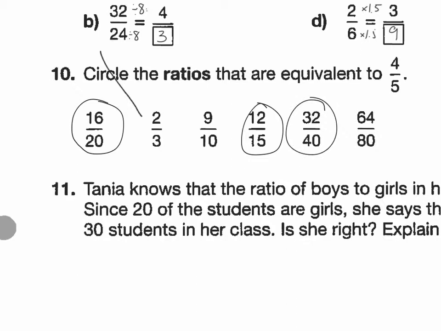And last one, let's go the other way around here. I'm going to divide 64 by 4, and I get 16. So the other way applies. If I multiply 4 by 16, I get 64. So what happens if I multiply 5 by 16? What do I get? So 5 times 16, I get 80. So this does work out as well.